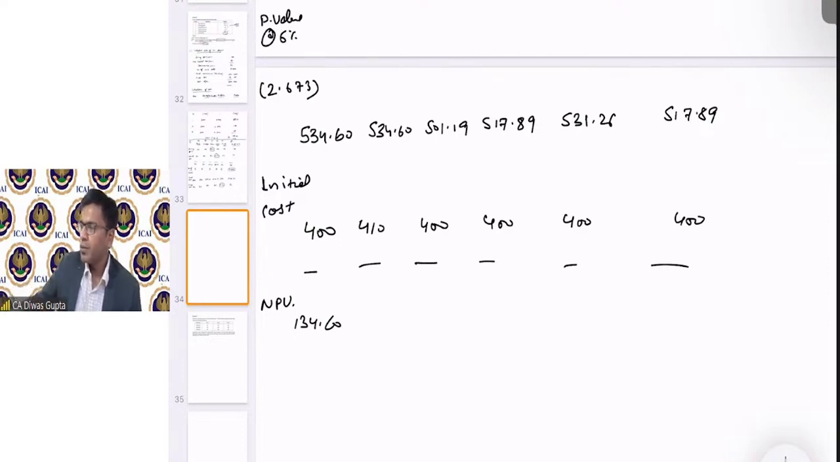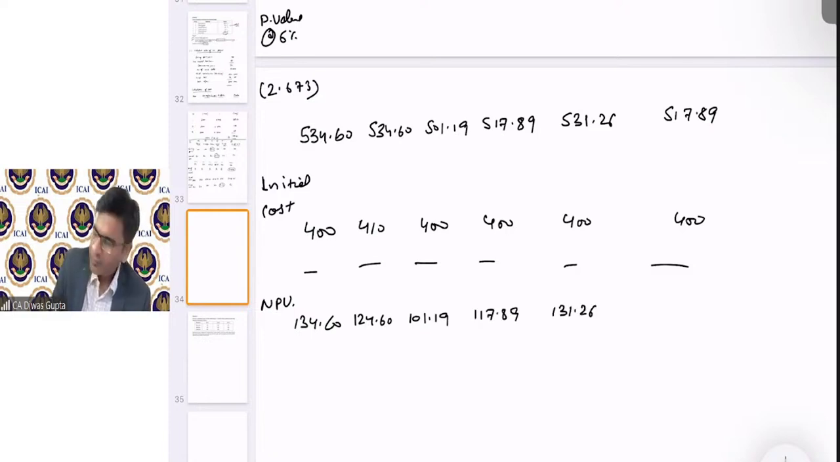Okay, so here the second case will be 124.60. Third case will be 101.19. Fourth case will be 117.89. Then 131.26. Then 117.89. Right? Now we have to calculate the percentage change in NPV.